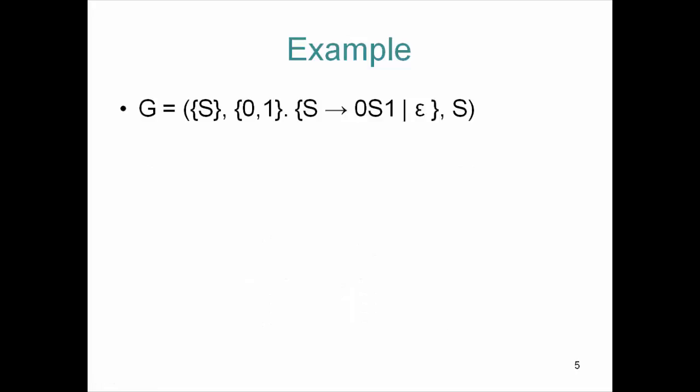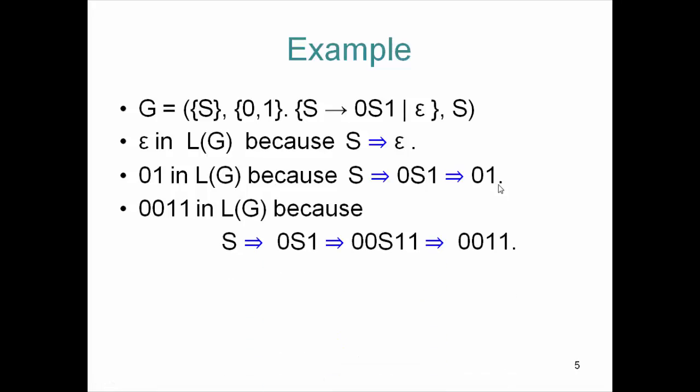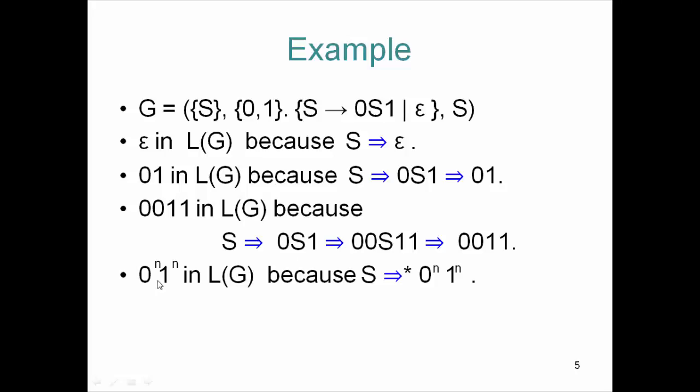Consider one more example of grammar and some strings. The given grammar contains only one variable S, two terminals 0 and 1, and two productions or rules. We can say that null is a member of the given language because S derives null. Similarly, 01 is a member of the given language. Like this, 0011, 000111, up to we can have a general definition. 0 raised to n, 1 raised to n is in L of G because we can derive such types of strings from S. So the language is defined like this, where n should be greater than or equal to 0.